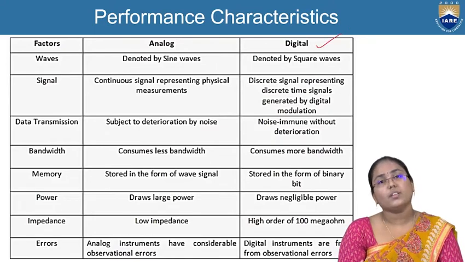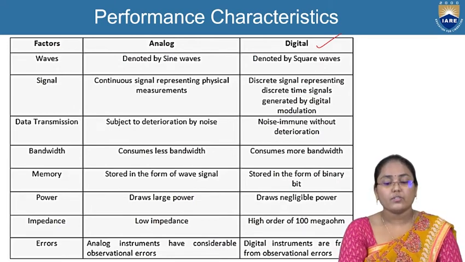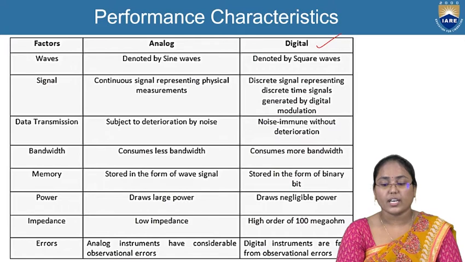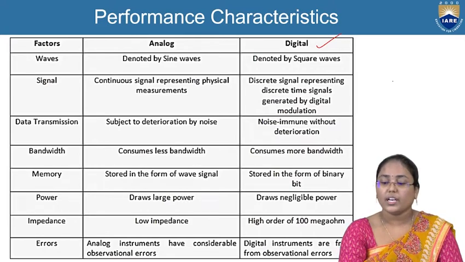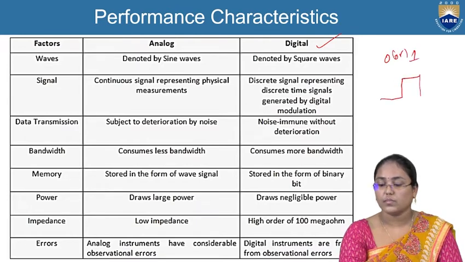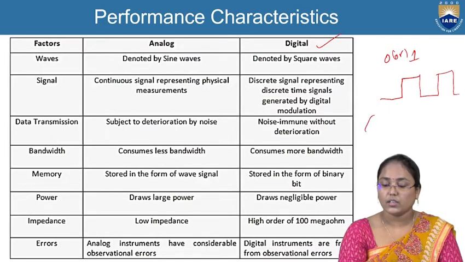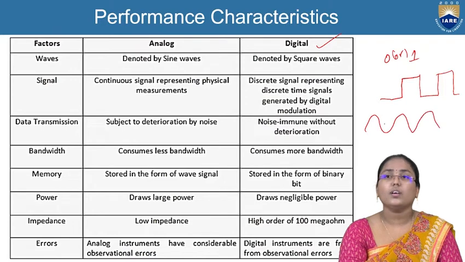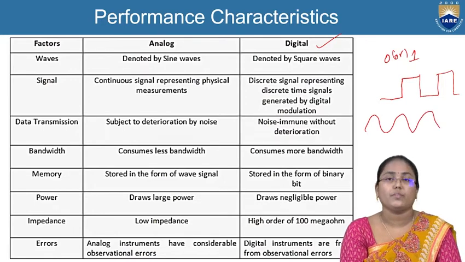Now, for example, if we are considering any waves where we are measuring something, then basically it is denoted by sine waves, and in digital it is denoted by square waves, because in digital mostly we'll be dealing with 0 or 1. So in a square wave it will be either 0 or 1, whereas in sine waves there will be a continuation like this. The particular amplitude will change with respect to time or with respect to frequency, we can say.